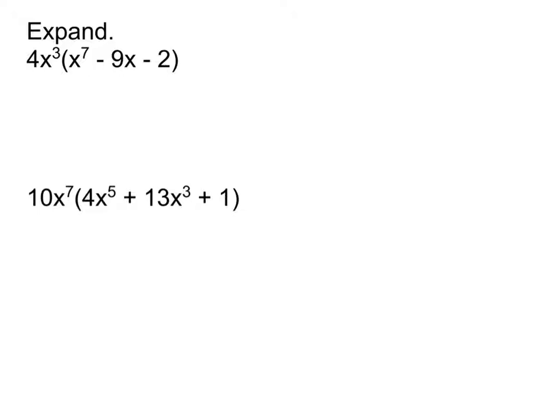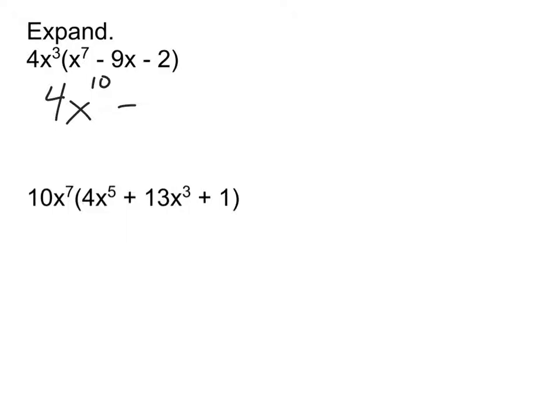So I'm again distributing. So that means I do the 4x cubed times the x to the 7th. Well, notice the 4, there's nothing to change the 4, so it's going to stay a 4 there. Then I do x cubed times x to the 7th. When I multiply the x's, what do I do with their exponents? We add them. And so the x's become x to the 10th. Okay, next up, the minus stays a minus, and I multiply the 4x cubed by the negative 9x.